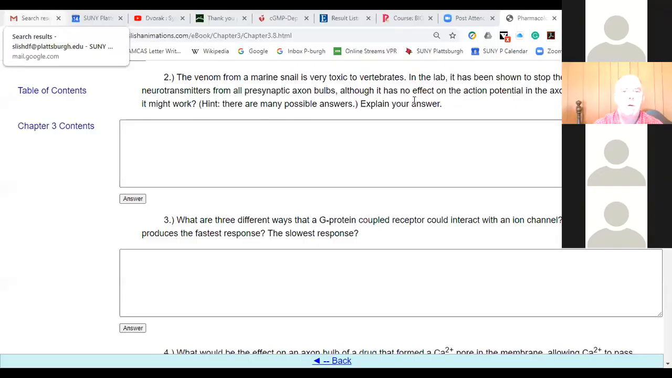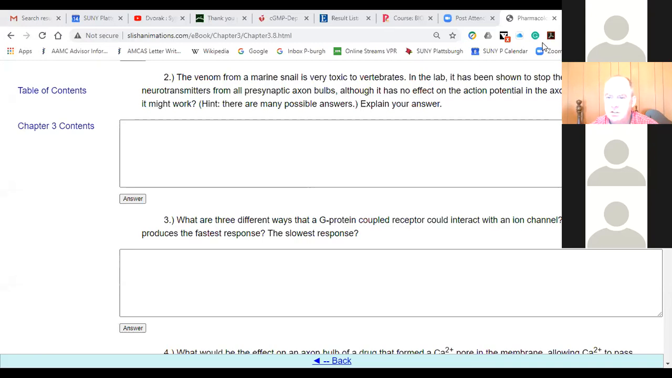Okay, so we've got this unknown drug that blocks release of neurotransmitter from the axon bulb of all neurons. Oh, you can't see the questions? You want to see that question? I'll show the question for you. Okay. Venom from a marine snail is very toxic to vertebrates. In the lab, it is shown to stop the release of neurotransmitter from all presynaptic bulbs, although it has no effect on the action potential. Okay, don't all answer at once. I can't hear you when you're all talking at the same time.